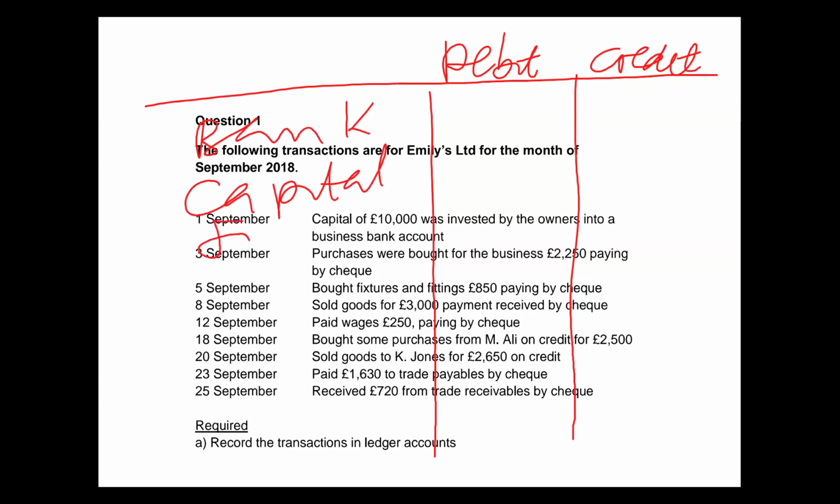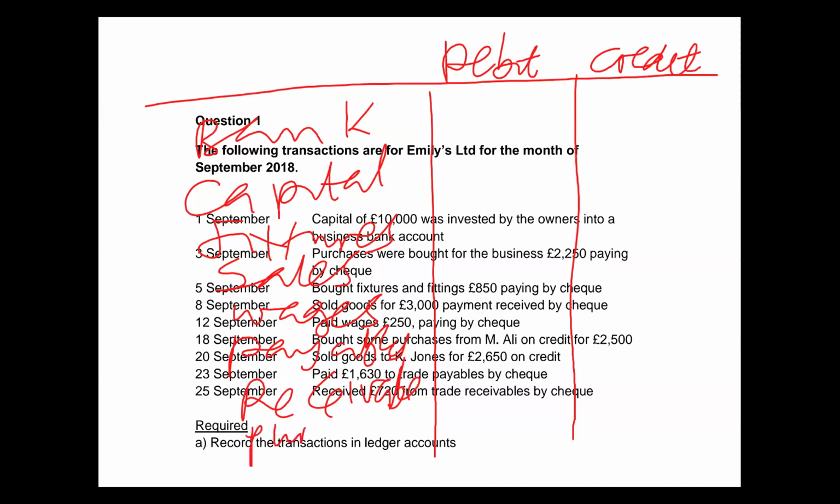Fixtures, sales, wages, payables and receivables. Is there anything else? Purchases. No, that's it. We never had the purchases account. I've already mentioned it. Oh, okay. Purchases account. Debit and credit. So what do we do next?